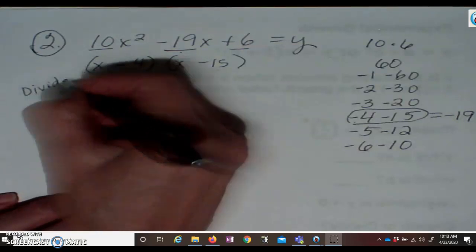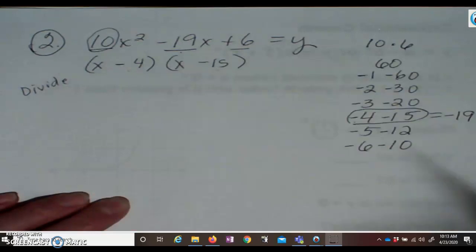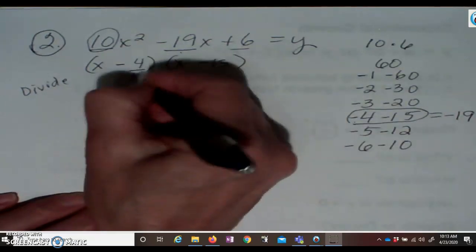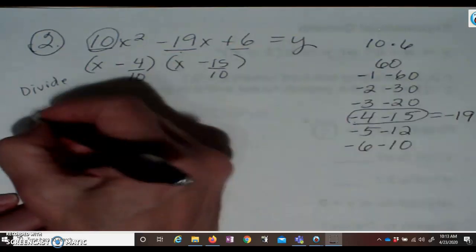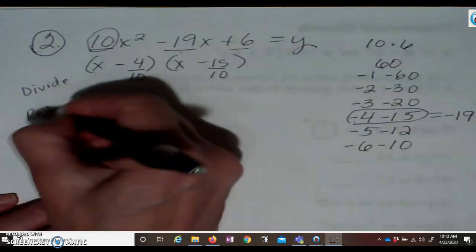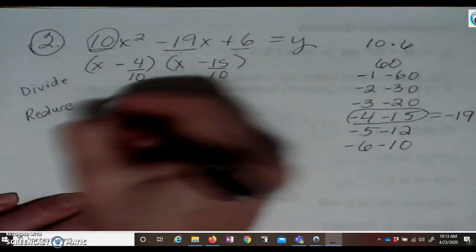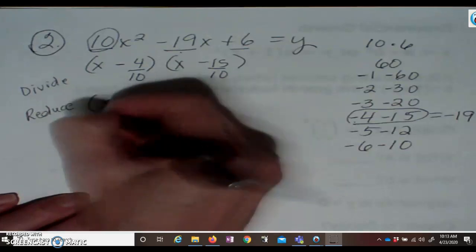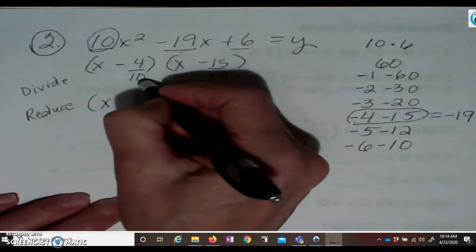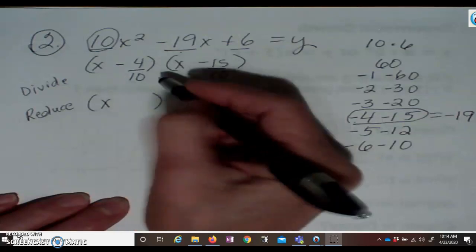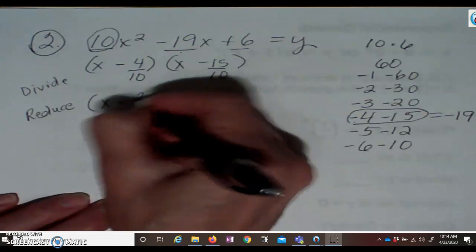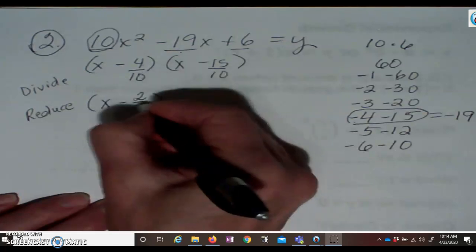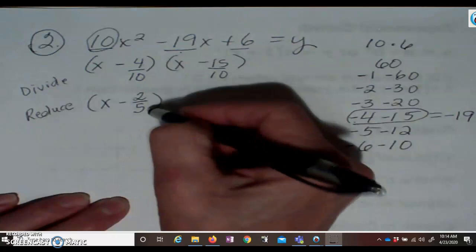Okay, so next step, after I factor that, the next step is to divide, and I'm going to divide by the coefficient of the x squared, the leading coefficient, and only divide the numbers. So I've got a 10 and a 10. Okay, the next step is to reduce the fractions. Okay, so I'm going to come over here. 4 over 10, does it reduce? Yes, they're both even, so I can take out a 2. So 4 divided by 2 gives me a 2. 10 divided by 2 gives me a 5. So I reduce 4/10 to 2/5.